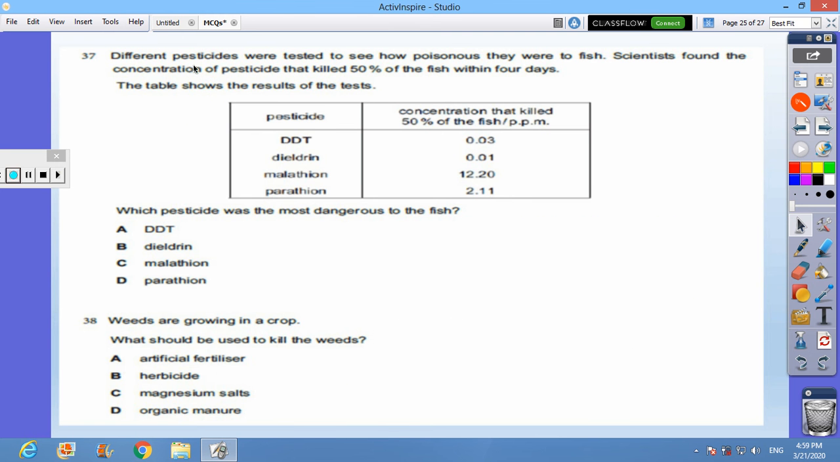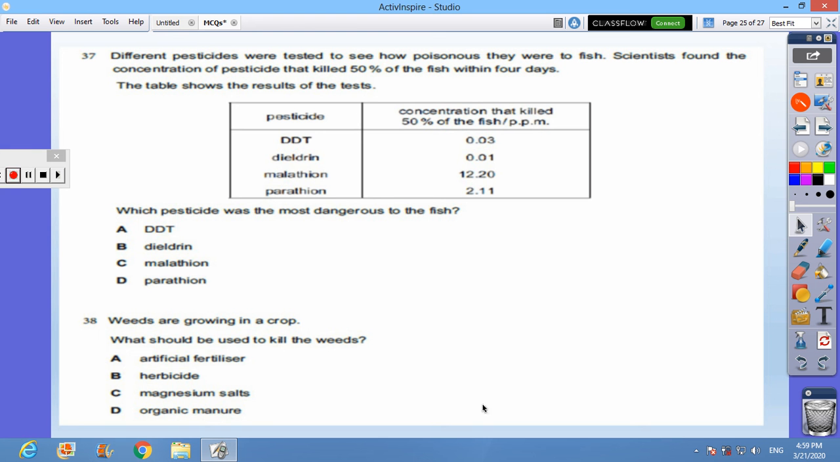37. Different pesticides were tested to see how poisonous they were to fish. Scientists found the concentration of pesticides that kill 50% of the fish within 4 days. The table shows the results of the test. Which pesticide was the most dangerous? It's B, the dieldrin. B. Why? Because at the lowest concentration, it did kill 50%.